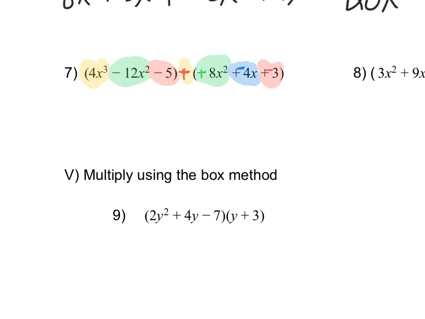When we put those together, we get 4x to the 3rd minus 4x squared minus 4x minus 8.